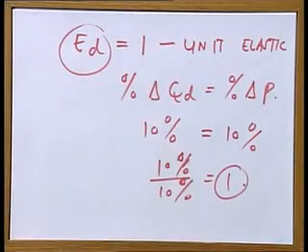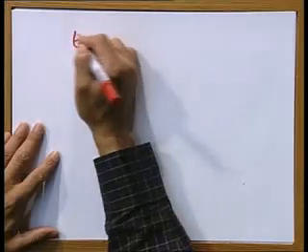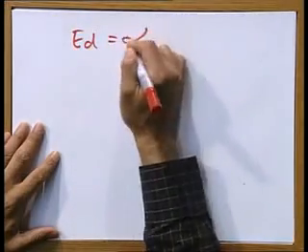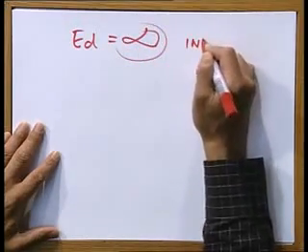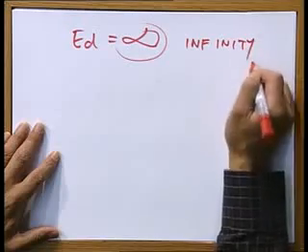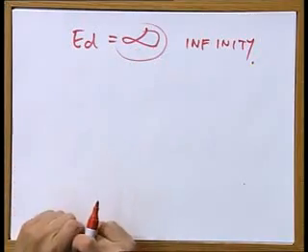Like I said, this type of elasticity, theoretically, doesn't happen in reality, but you must also know the theory of elasticity. Then the other two are the extreme cases of elasticity. It's not in reality, it's theoretical, where ED is equal to what we call infinity, this sign. Now, what is the meaning of ED equal to infinity?